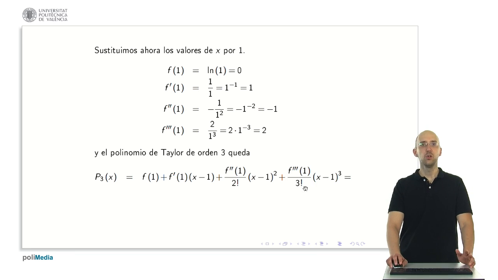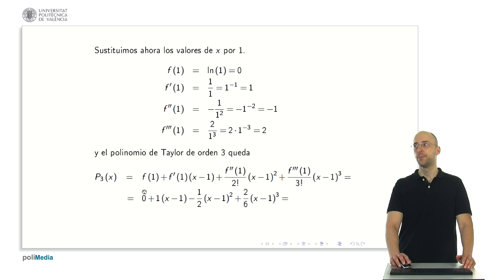Now, all we have to do is substitute each of these values, 0, 1, minus 1, and 2 for these variables. What am I left with then? f of 1 is worth 0. f prime of 1 is worth 1, as you can see above. The second derivative at 1 is worth minus 1, which is why I put it up here, and the third derivative at 1 is worth 2, so I put 2 divided by 6.